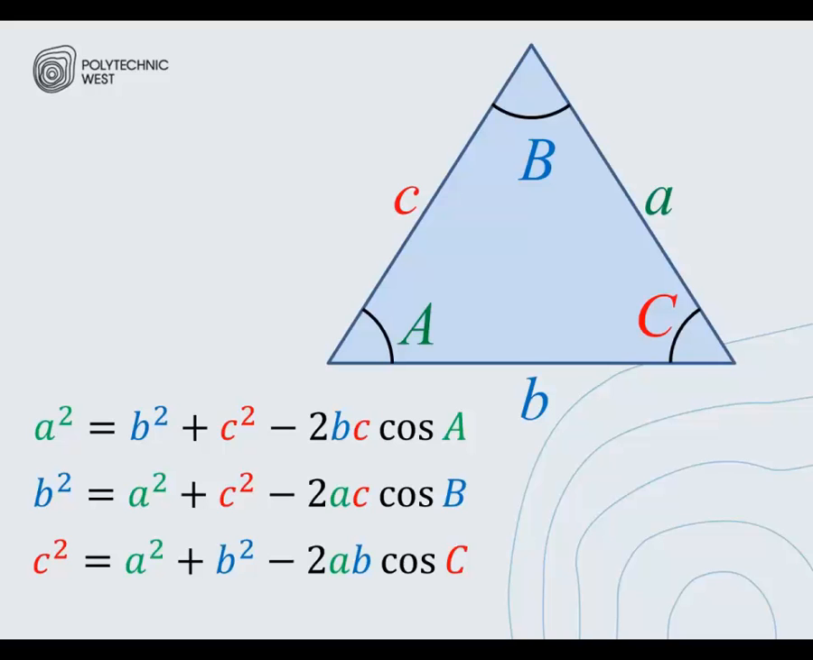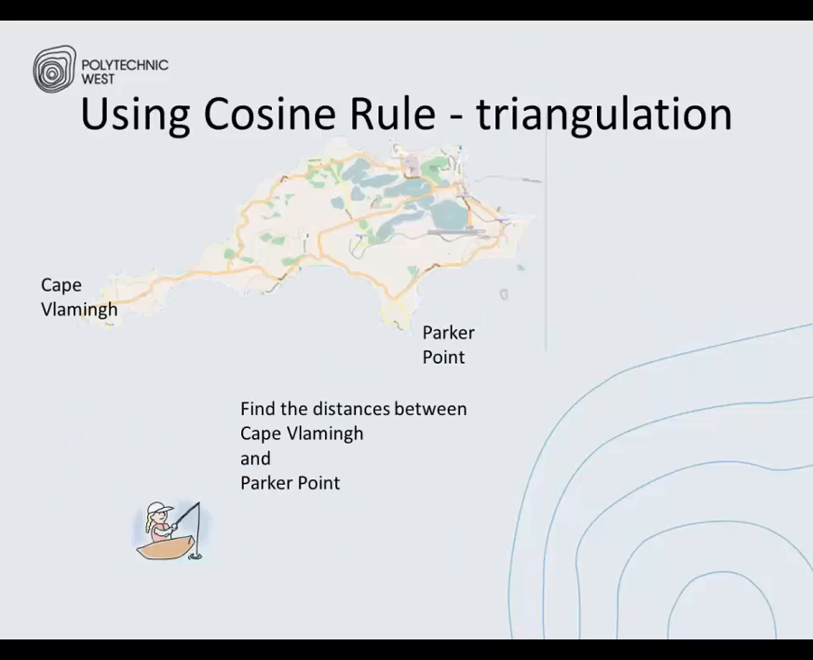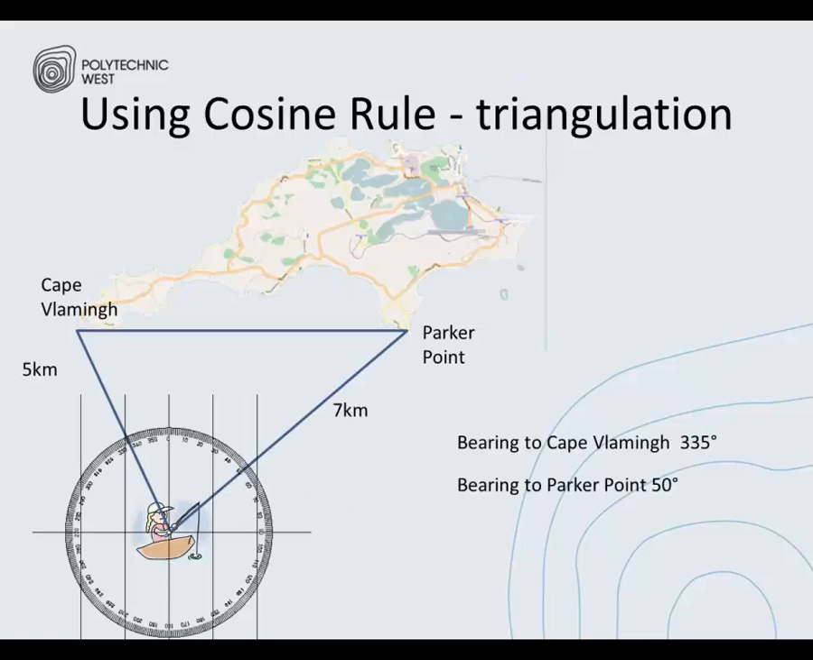So let's do an example. This is me again. I'm out fishing and I want to find the distance between Cape Vlaming and Parker Point. So what I do is I take bearings on everything and I have a distance finder, and I find that the distance between myself and Cape Vlaming is 5 kilometres, and the distance between myself and Parker Point is 7 kilometres. I also find the bearing to Cape Vlaming is 335 degrees and the bearing to Parker Point is 50 degrees. So the angle between them is 75 degrees.